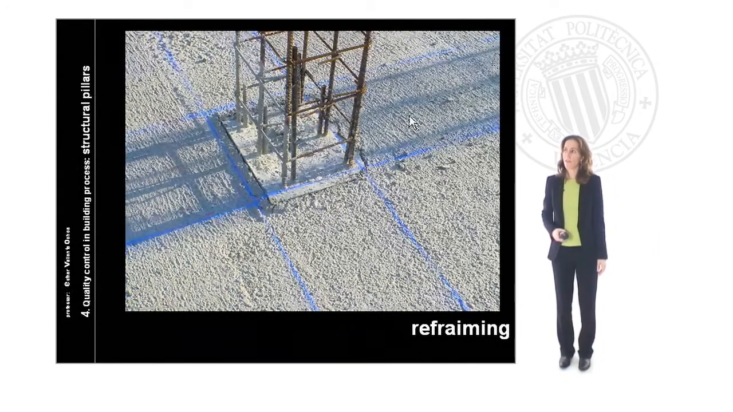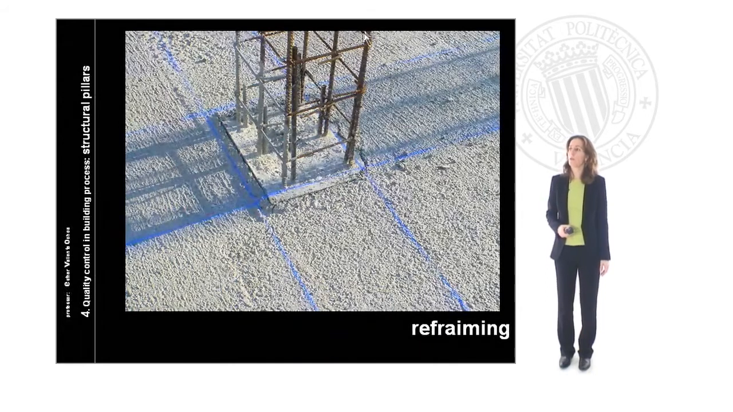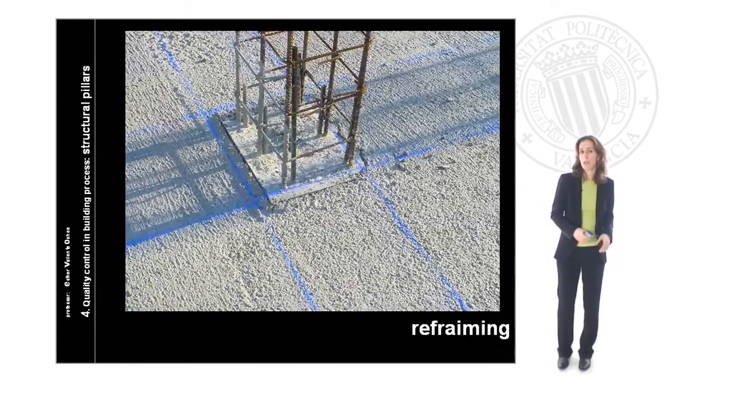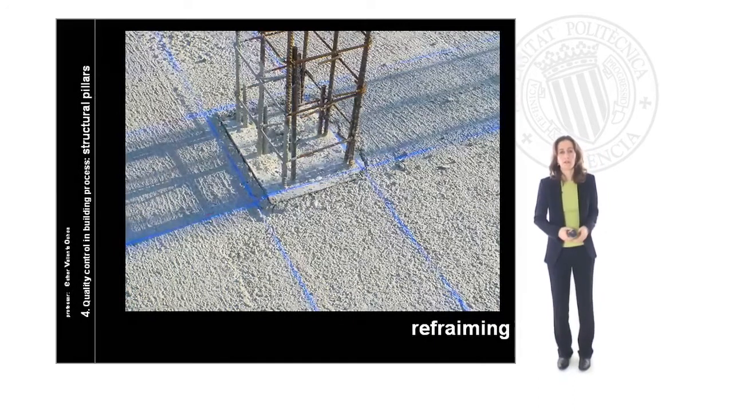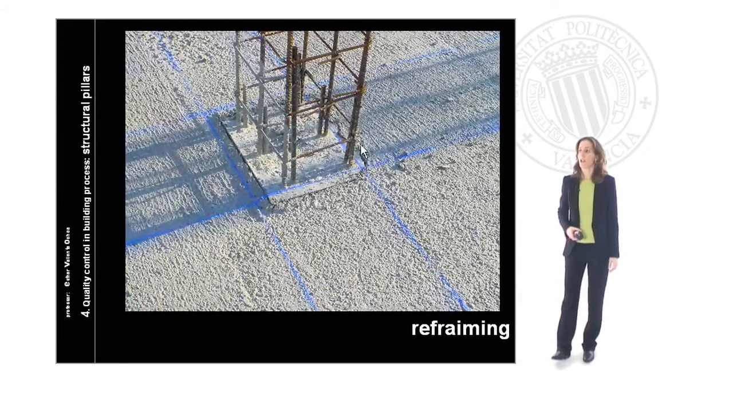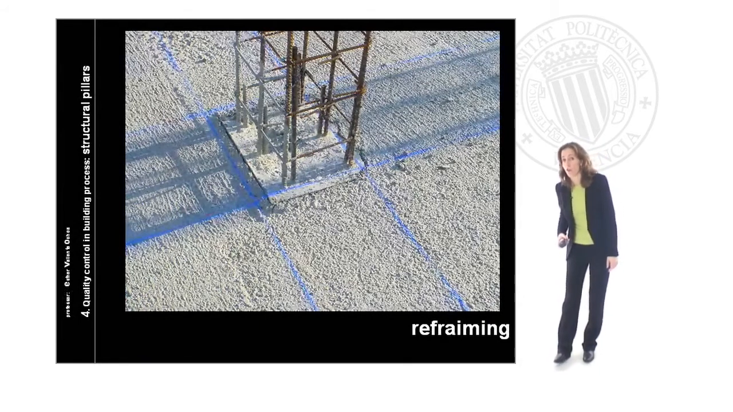Another wrong thing we can find here is the oxidation of the sticks and the length of the connection, the length of the sticks in the pillar of the inferior level and the new reinforcement. There is another wrong thing in this picture, more important and more dangerous. It's the existence of a head pillar inside the floor.